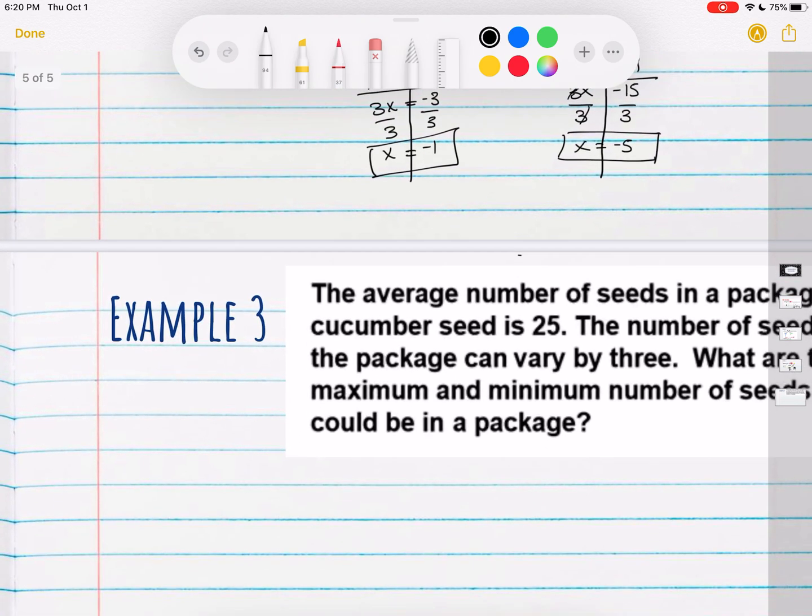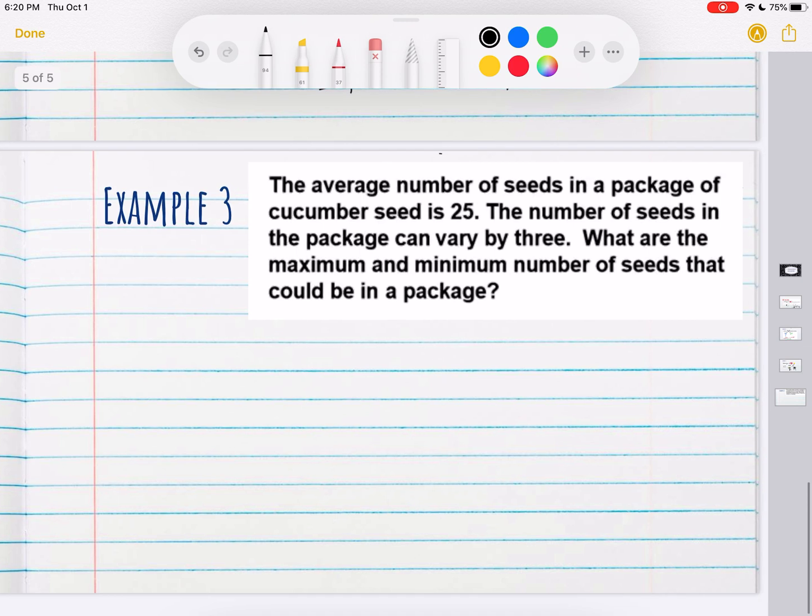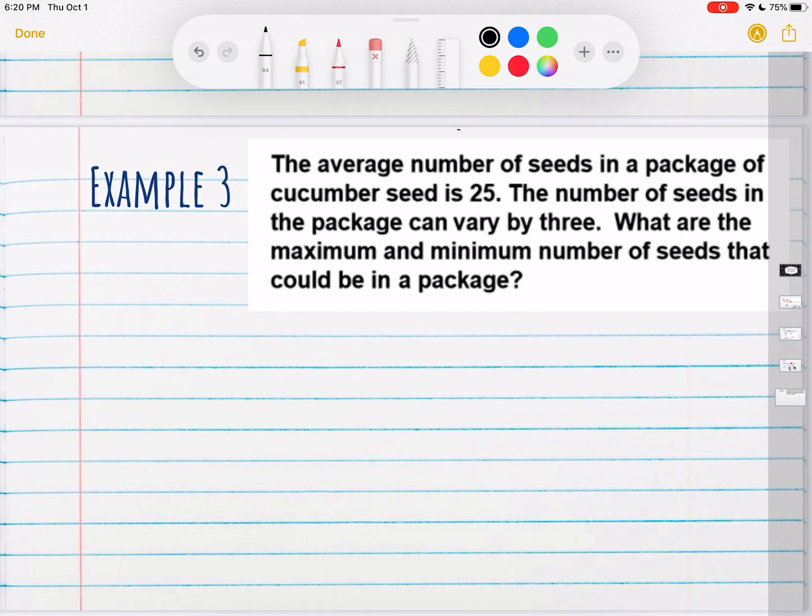We're going to end things off with a word problem. So the average number of seeds in a package of cucumber seed is 25. The number of seeds in the package can vary by 3. What are the maximum and minimum number of seeds that could be in a package?